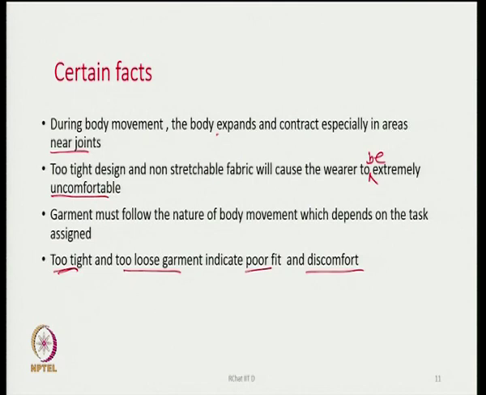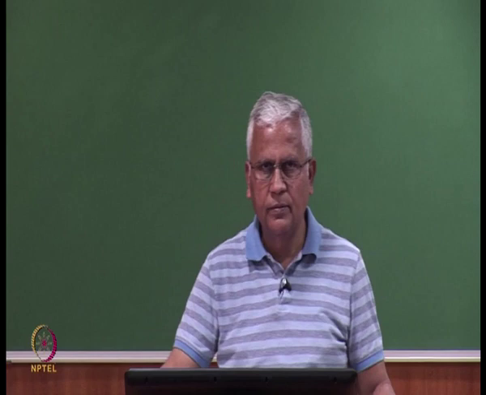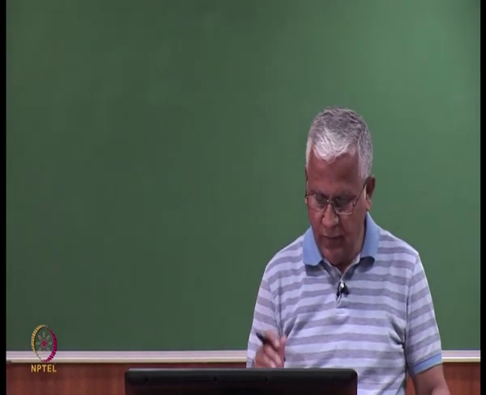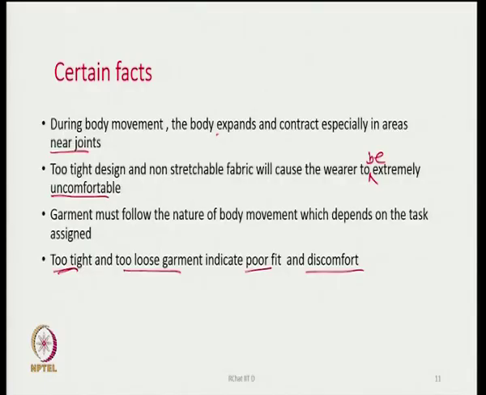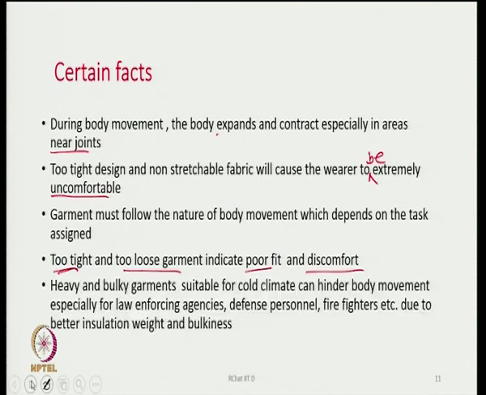When a person wants to run, a loose garment is not going to help, it will create more problems for him. We have to have the right fit.